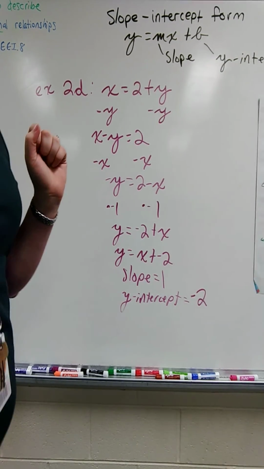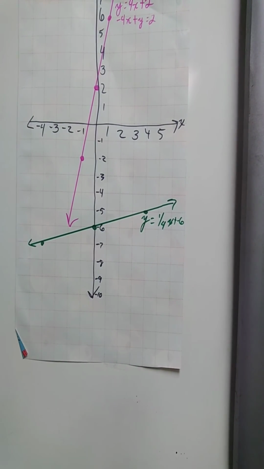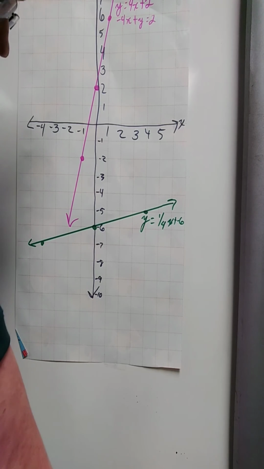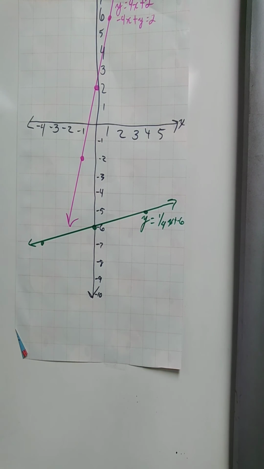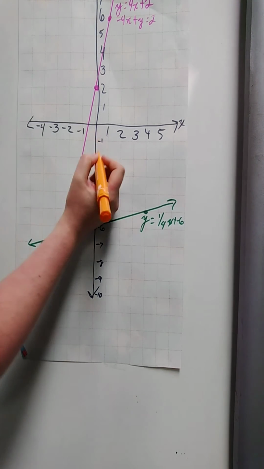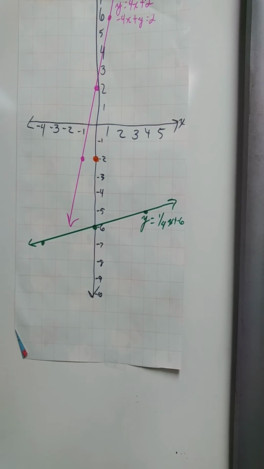Okay. Now let's look at our graph. We're going to go orange because it's really different. Okay, what is my y-intercept? Negative 2. So I plot a point on the y-axis at negative 2.